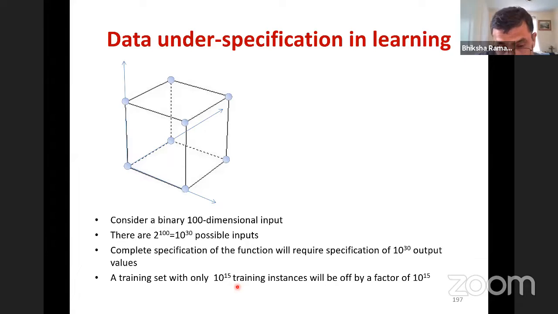If you had 1,000 trillion training instances and you were trying to learn a function on this 100-dimensional binary input, you would have 10 raised to 30 corners for which you have to learn the function. You're given 10 raised to 15 training instances. Basically, you're given no training data at all. 10 raised to 15 means you're off by a factor of 1,000 trillion.